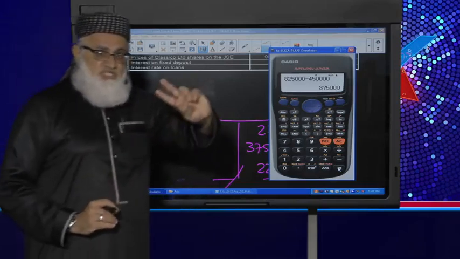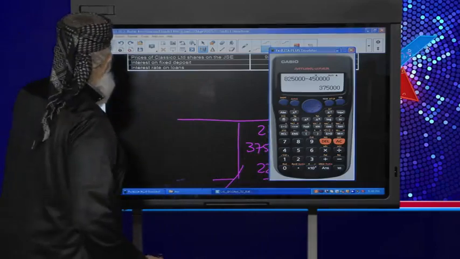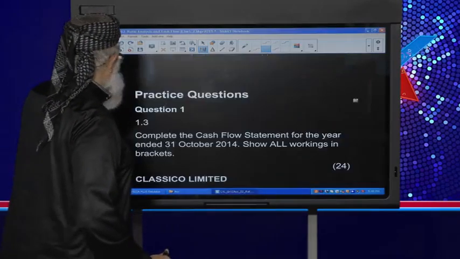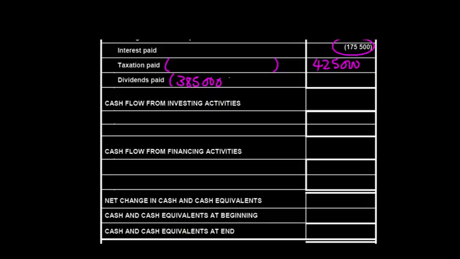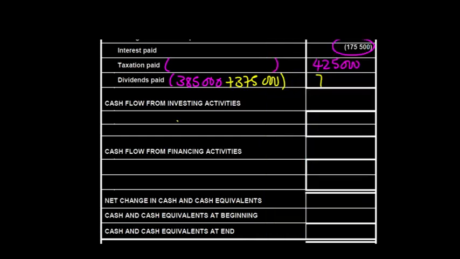Dividends, last year's final plus this year's interim, 375,000. Immediately, I go into my answer and I include 375,000 rand. Clearly you can see, you add the two figures together, which is 375,000 plus 385,000 to give you your answer of 760,000 rand. What is the 760,000 rand? That is your dividend paid.